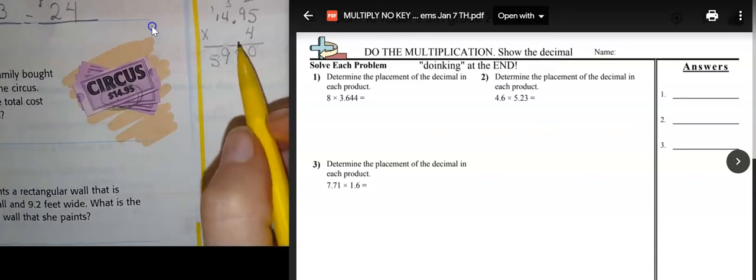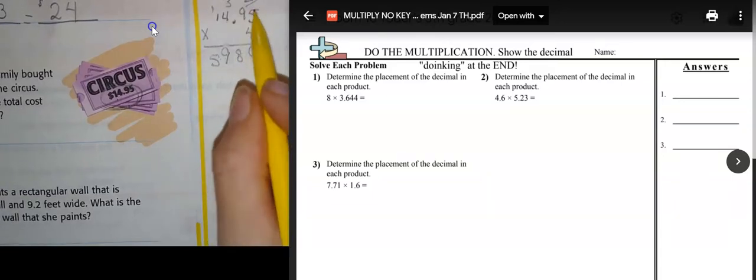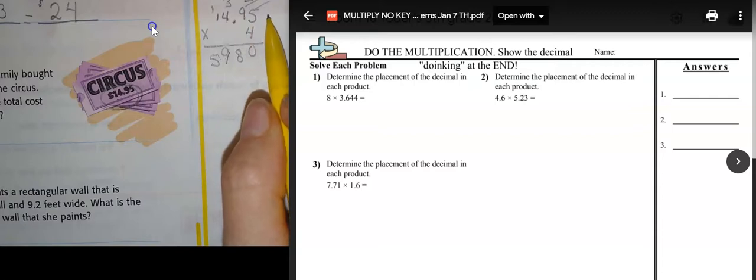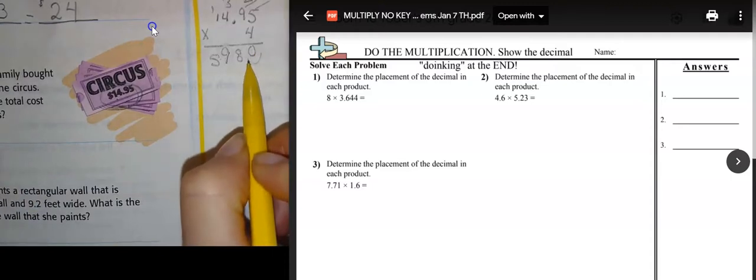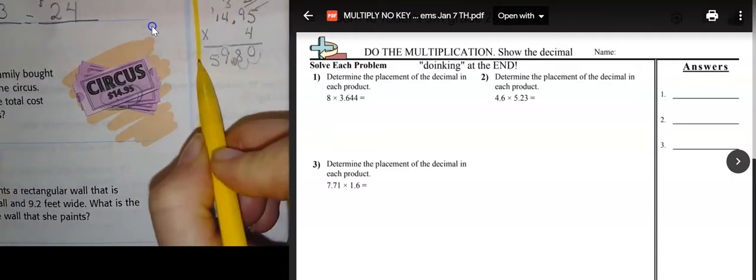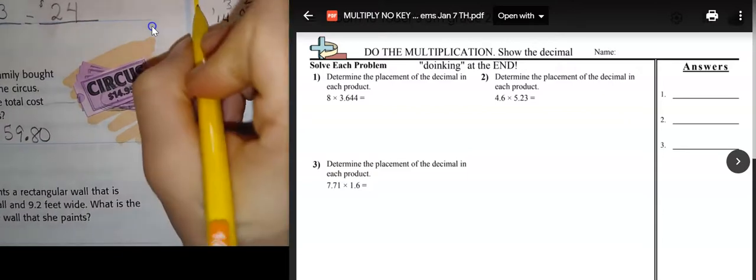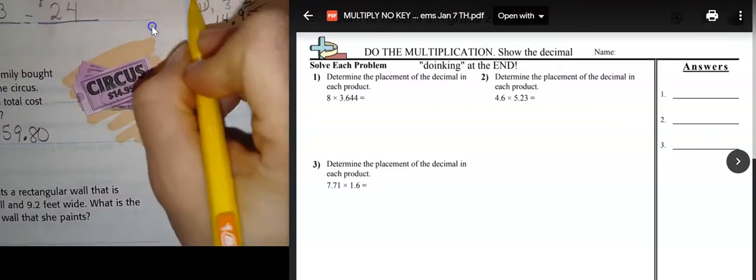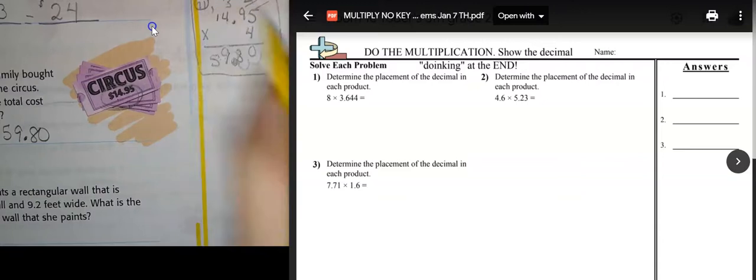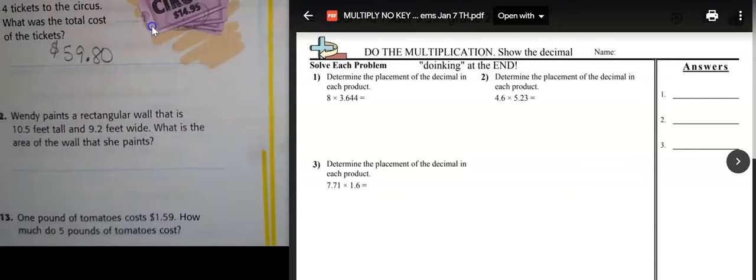Nobody would go to a circus if it cost that much for 4 people. What's going to make the difference? Well, 2 places past the decimal. So what are you going to have to do in the answer? 2 places after the decimal. $59.80. This was my work for number 11. I'm going to set that off so I can still have space to do other work.